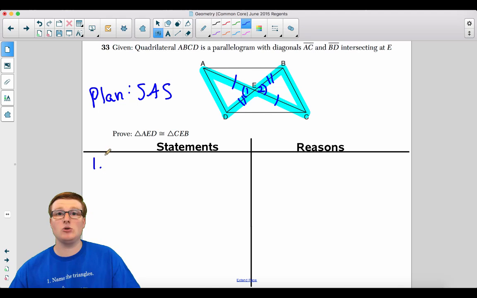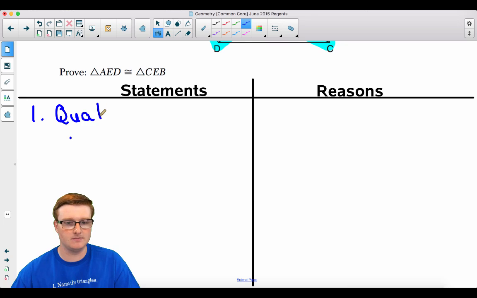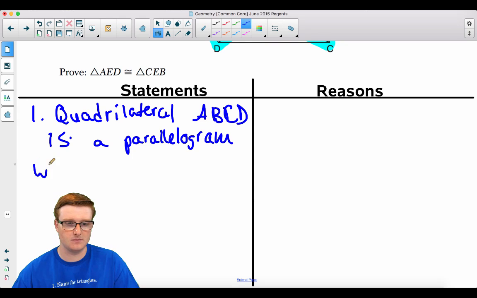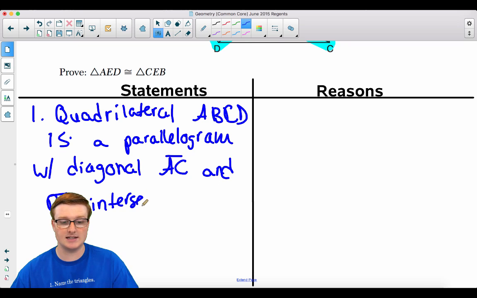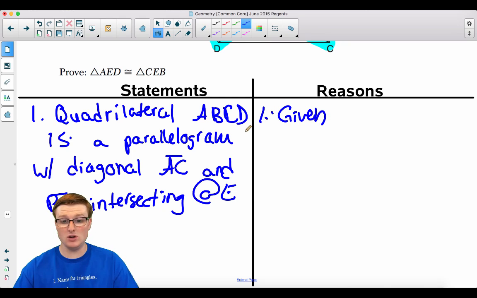So I'm going to say number 1. I'm going to say that quadrilateral ABCD is a parallelogram with diagonals AC and BD intersecting at E. I promise my handwriting will get better. The reason is given. That's all given to you.